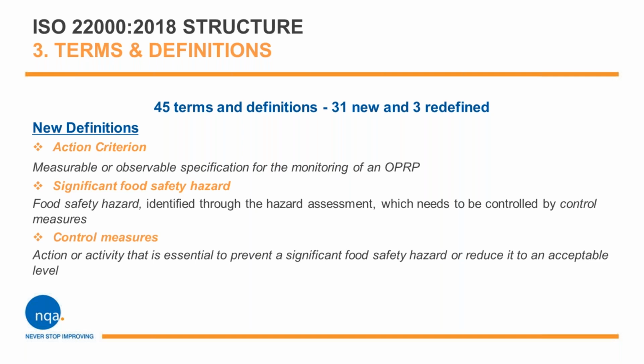And what are these control measures? They are actions or activities that are essential to prevent a significant food safety hazard or reduce it to an acceptable level. We are not talking about elimination anymore in this version of the standard. We're not even talking about HACCP, as you will see. HACCP is only mentioned once or twice in section 8. So we are more focused now on prevention and then the analysis of the risk throughout the whole management system.